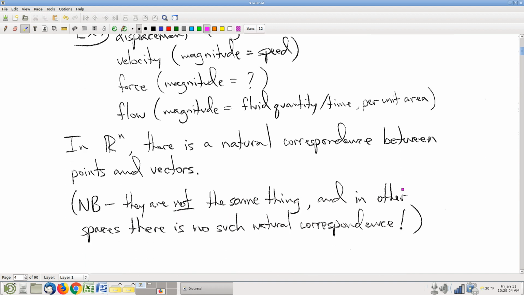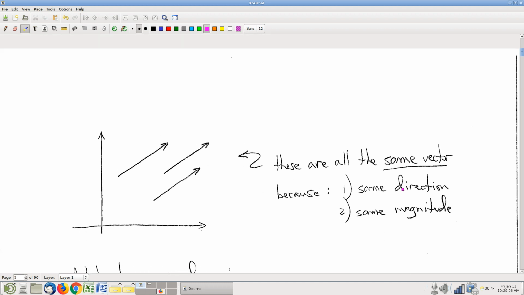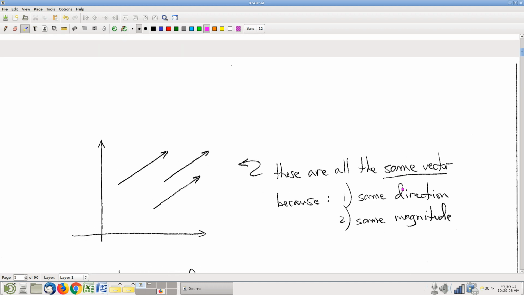Okay. So now let me skip ahead real quick. Here are some pictures. There's a temptation to look at this and see 3 vectors, because look at that. That has a direction and a magnitude. So you're going to want to say that that's a vector, and then you're going to want to say, well, this distinct thing here is also a vector because it has a direction and a magnitude, etc. You feel like you see 3 vectors.